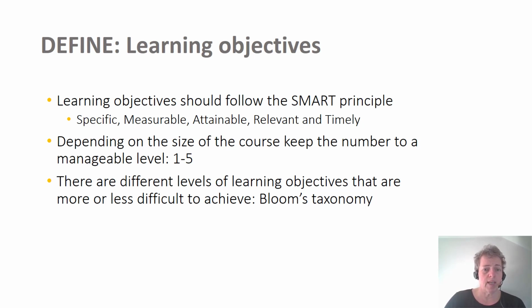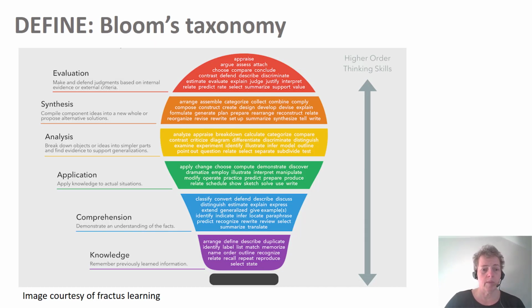And the learning objectives can be categorized according to the difficulty. And Bloom has produced a taxonomy here. So this is Bloom's taxonomy. So thank you to Fractures Learning for letting me use this. And we're starting at the bottom. That's the lowest hanging fruit. That's knowledge transfer. We want our learners to remember something. And in the purple field at the knowledge level, you will find words that help you formulate learning objectives at this level.